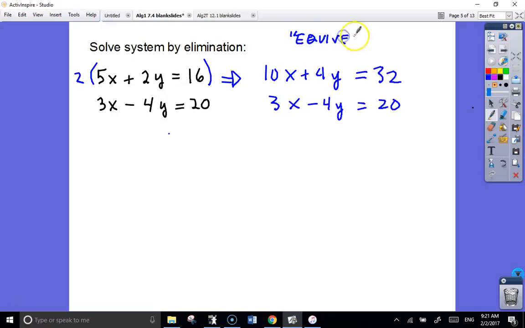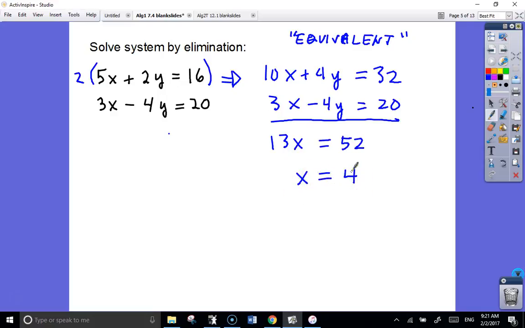Okay, now, equivalent. Now, can I add? Can I move on to the second step? Yeah. Yeah, because they have opposites 4y and negative 4y. So we've set it up right. So we add them up. And we're going to get 13x equals 52. Right, divide by 13, x equals 4. Try it. 52 divided by 13.